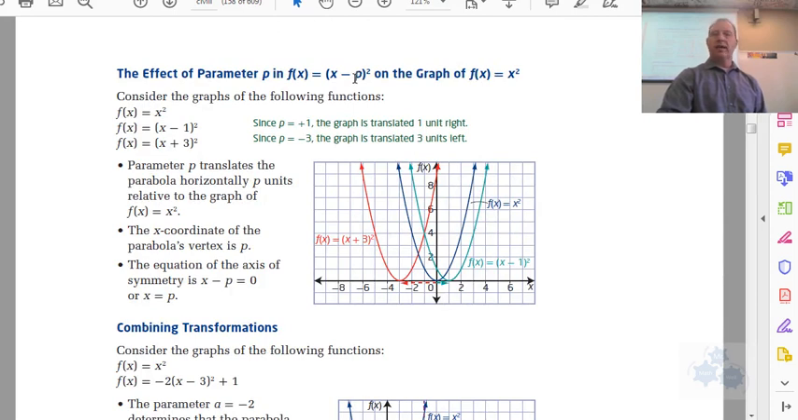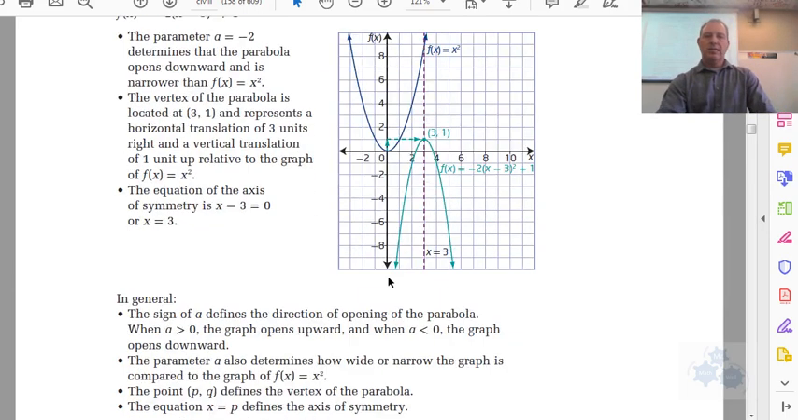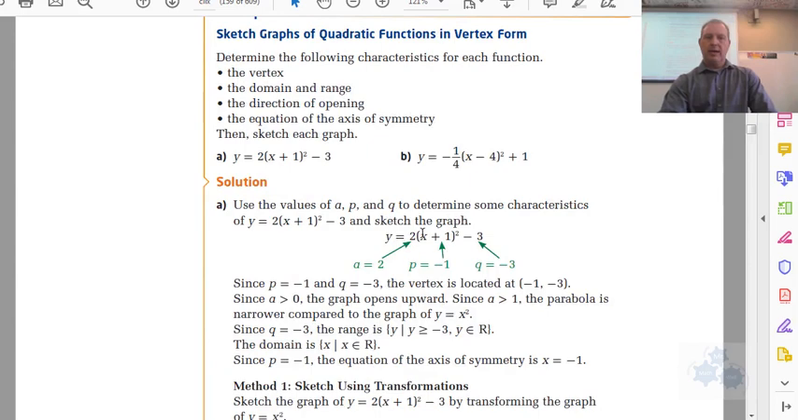Now, the p-value of the vertex is inside the brackets with the x. Very important. If it shows up as x minus 1, that means the whole parabola moves to the right 1 unit. So x minus 1 is kind of like the opposite, right? It means right 1 unit. If you see x plus 3, that means it's moving left. So here's the graph: (x plus 3) all squared, the parabola moves from 0, 0 left 3 units. We did take a look at an example here that I copied, the one we just looked at.